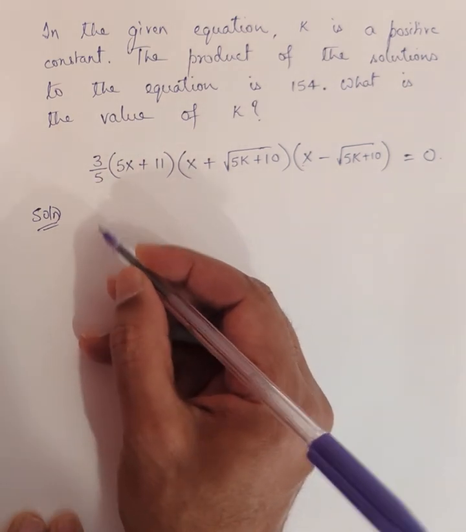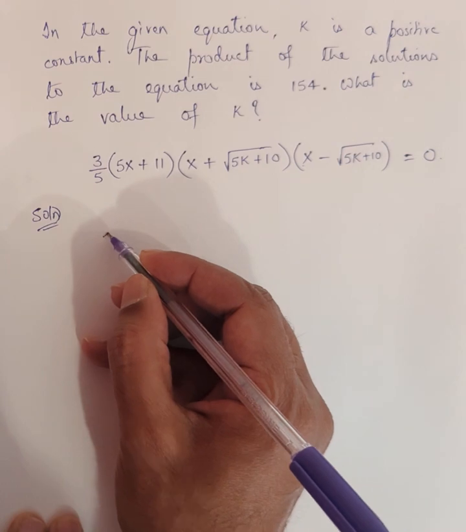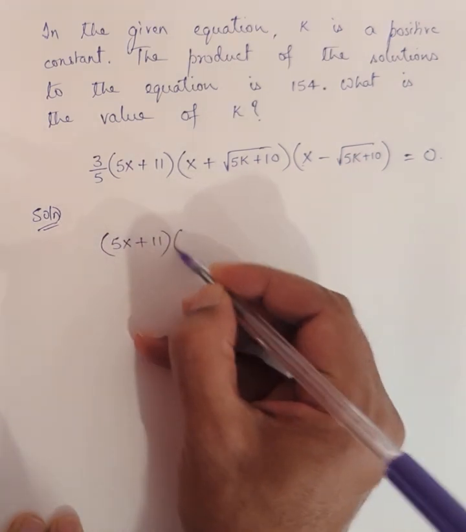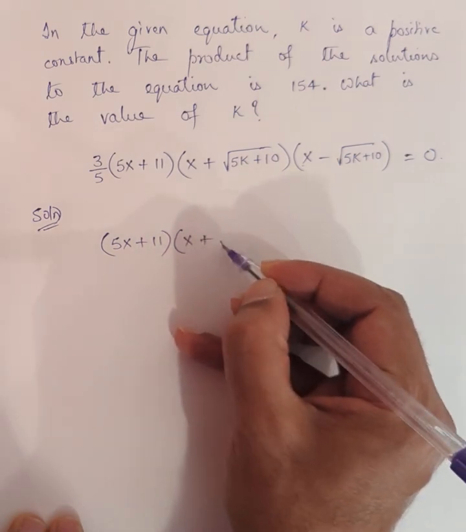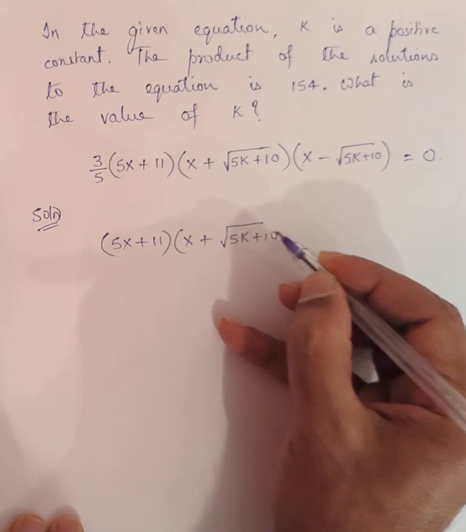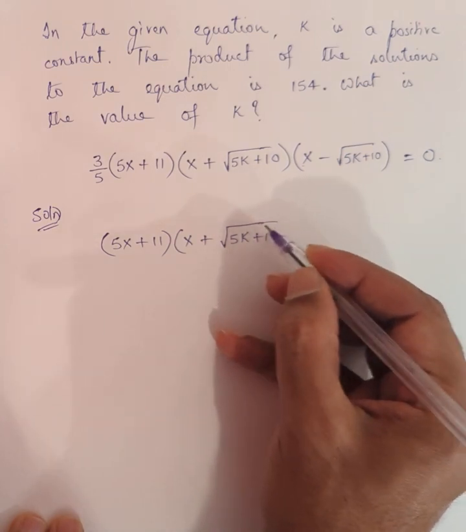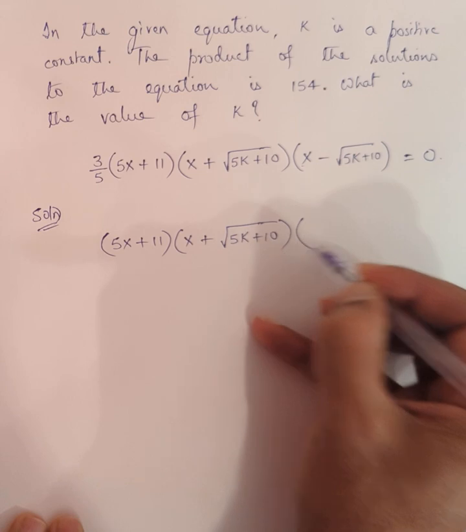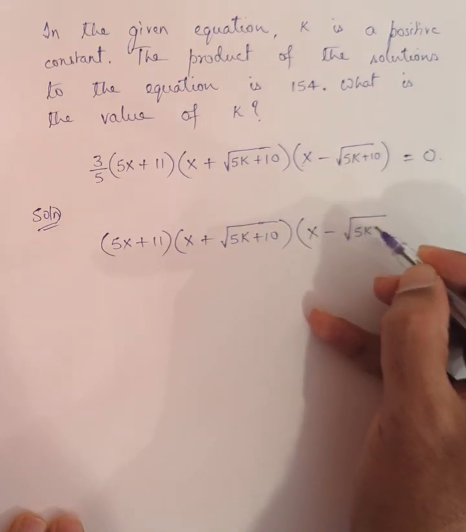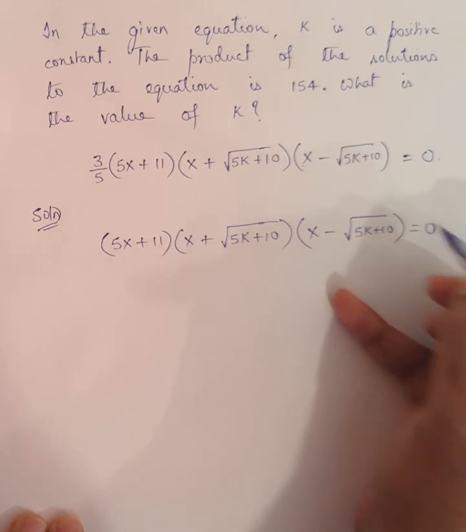So this is equivalent to this equation: 5x plus 11 times x plus the square root of 5k plus 10. Now if k is a number, all of this is just another number, and x minus the square root of 5k plus 10 is equal to 0.